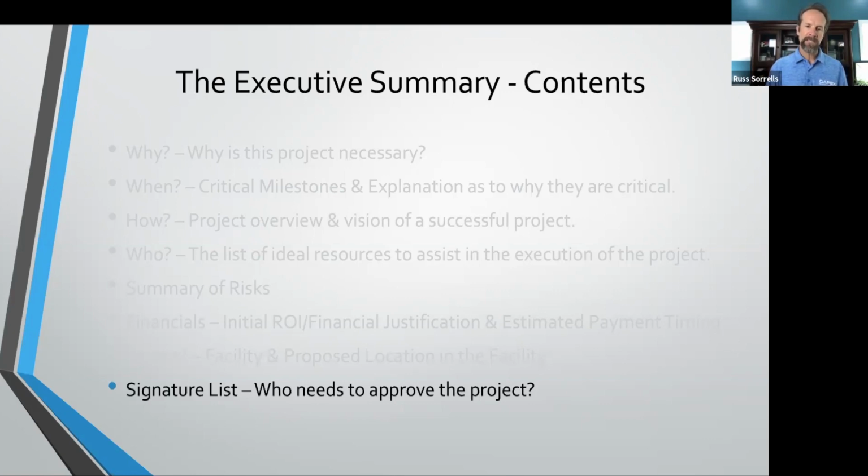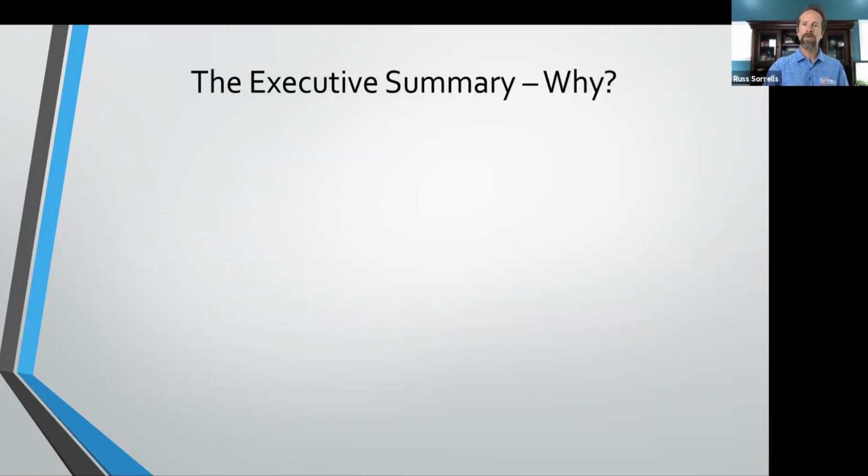And then you want to have a signature list. Who needs to approve this project? It's important that, again, from that accountability perspective, all those people remain on the distribution list for this executive summary. All right, so that's the contents. So we're going to talk about each of those individually now.